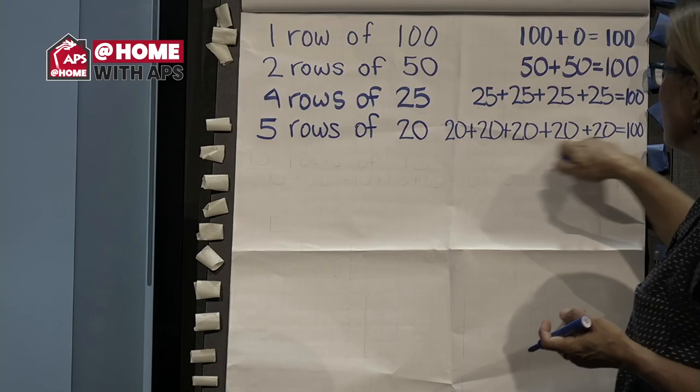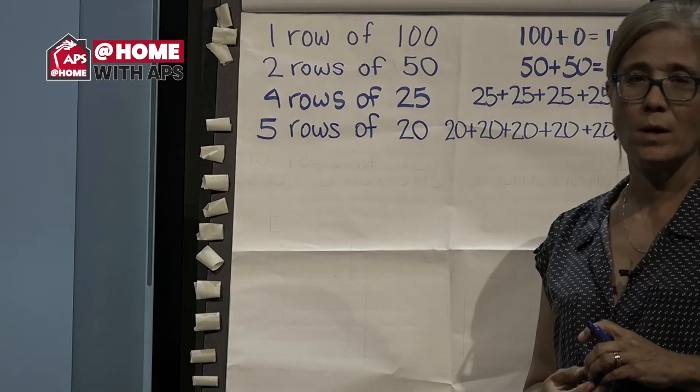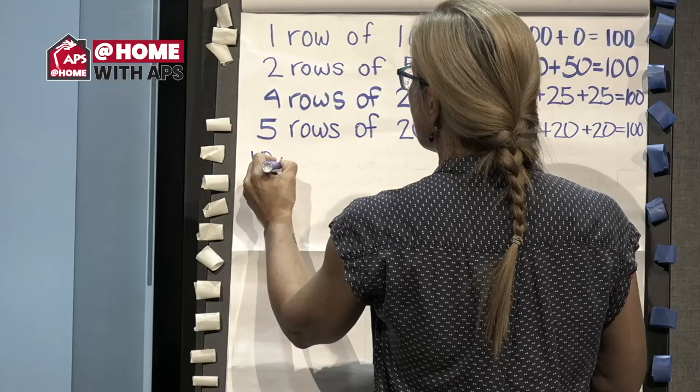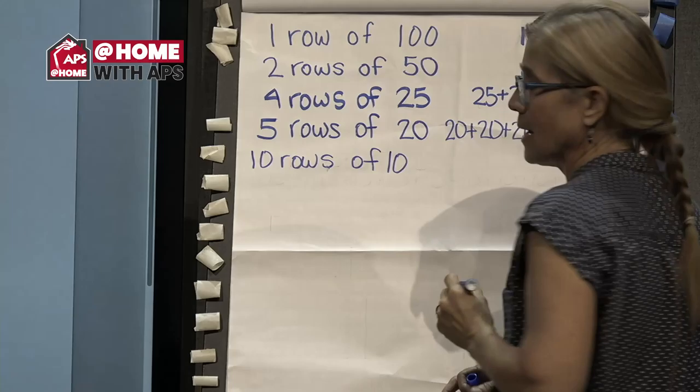What was the last way that the little ant wanted them to be arranged? 10 rows of 10. Is that still 100?